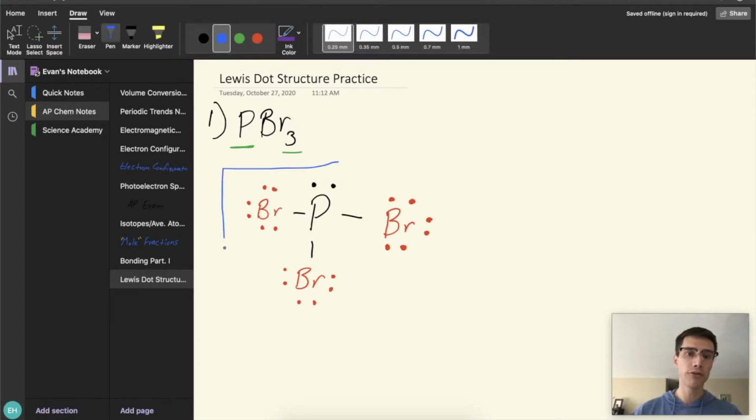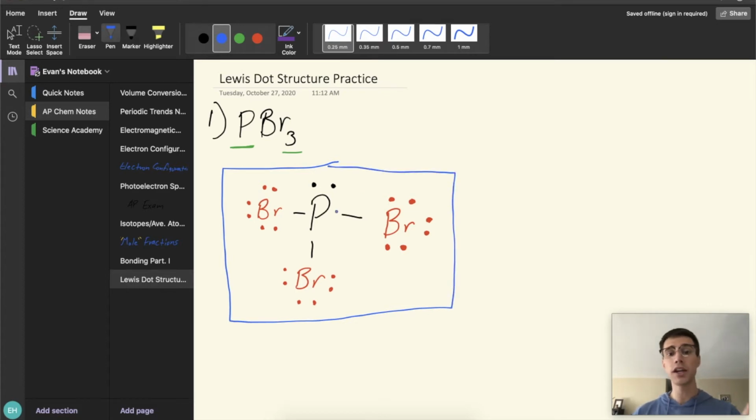But before we can confirm that this is our final structure, anytime you finish drawing a Lewis dot structure, there are 3 major things that we should take into account. So let's take a look at what those are.